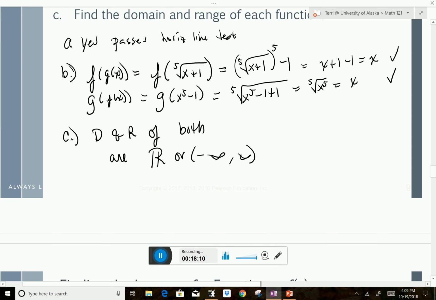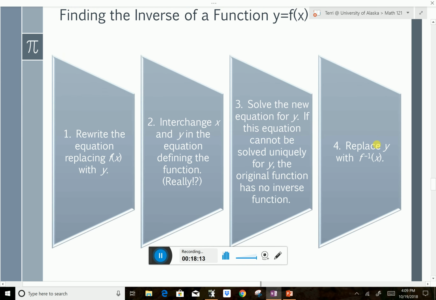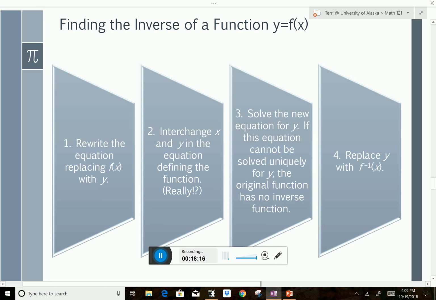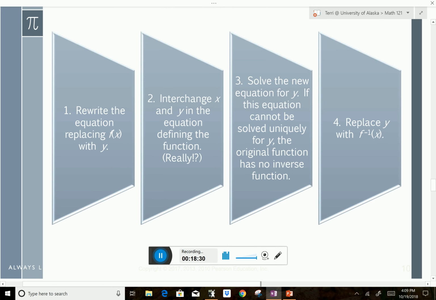Okay, next page. Let's talk about finding the inverse. I've talked about an easy way to think about it: it does the opposite of what the function does, in reverse order. However, we can also look at it this way. We rewrite the equation replacing f of x with y instead. Then we interchange the x and y. I really don't like this part, because normally if you're dealing with real variables in the real world, you wouldn't switch x and y, or W and L.